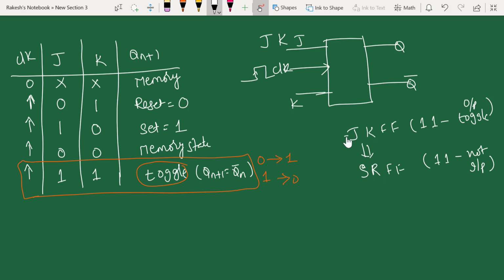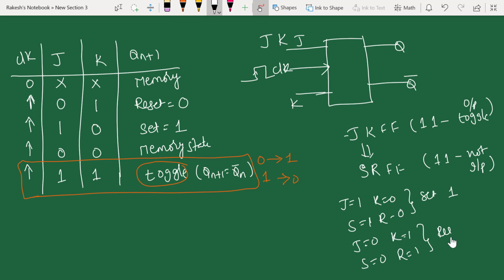When J equals 1, K equals 0 and S equals 1, R equals 0, both conditions will set the flip-flop to the 1 state. Similarly, J is 0, K is 1, S is 0, R is 1. Both conditions will reset your flip-flop to the 0 state.